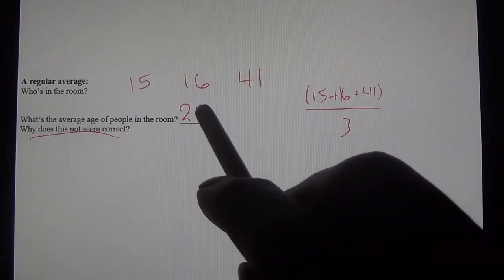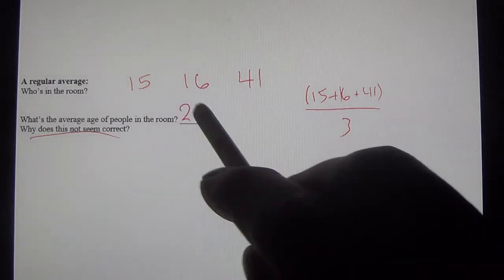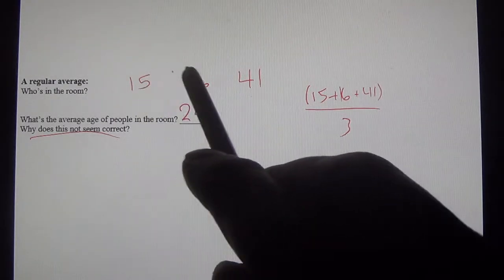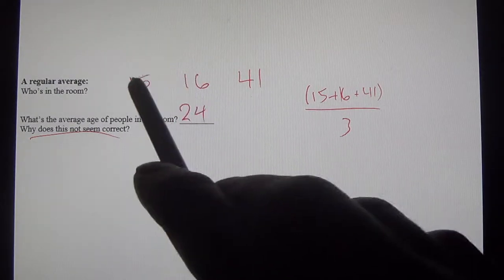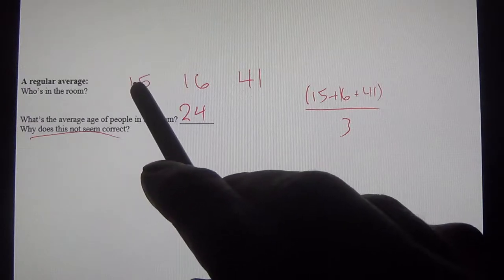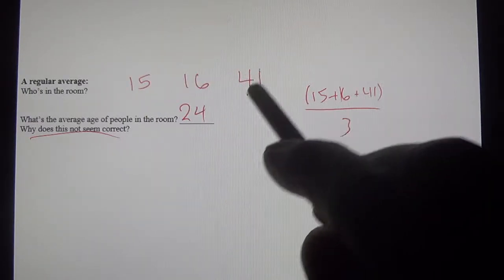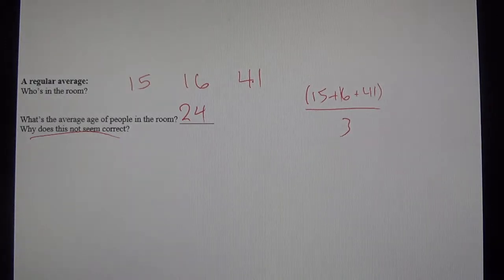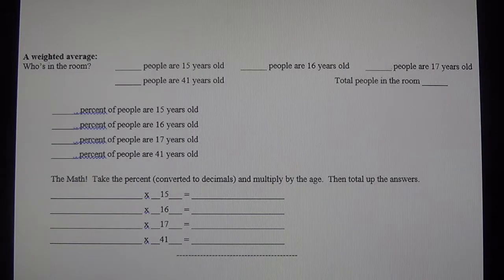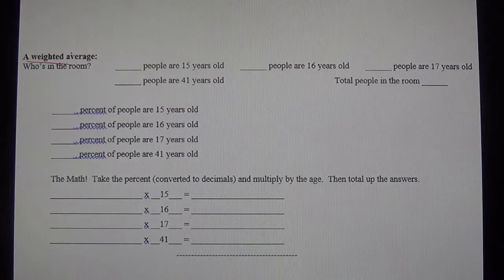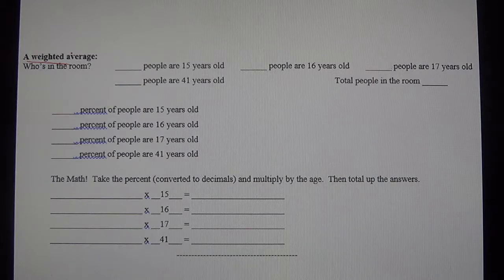So what's wrong with saying that the average person in the room is 24? Well, that really only assumes one person is 15 and one person 16. Since there's a lot more students in the room, shouldn't the 15 count for a little more and the 16 count for a little more and the 41 not so much? Well, actually, yeah. That's the way it really should be. So instead of just a regular normal average like you might have done in middle school math, we're going for a weighted average. We're going to be sure not only is the number averaged, but it's represented appropriately with the amount for the average.